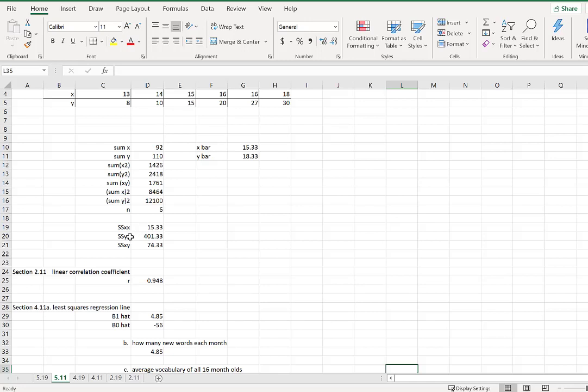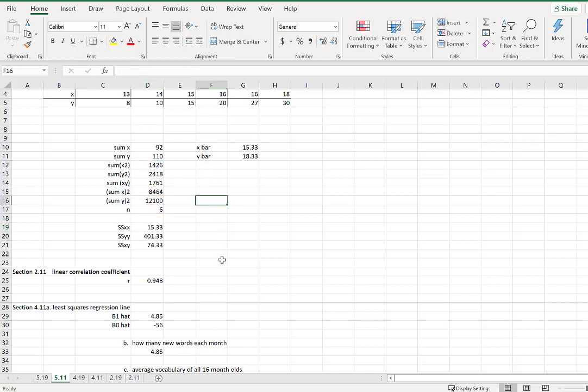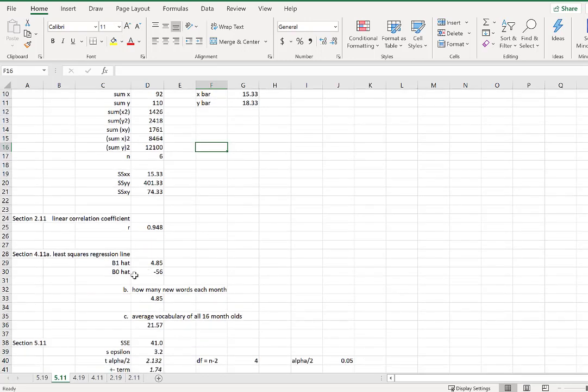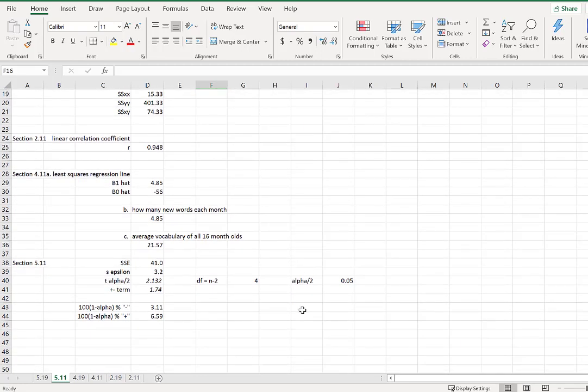We have all these, and the calculations for all those are listed in previous sections. Going back and looking at what was underneath, how we actually did those calculations was listed there. Then we determined our linear correlation coefficient in section 2. In section 4, we developed our least squares regression line. That got us our beta 1 hat and our beta 0 hat. Now we're in section 5, still in problem 11, and we'll be looking at some of these terms that we talked about.